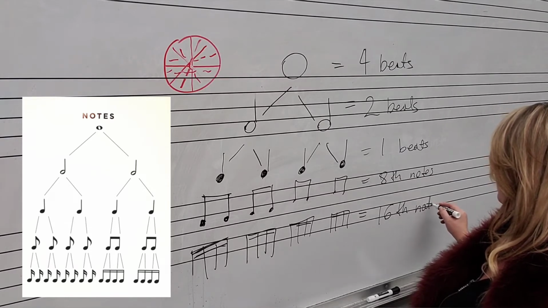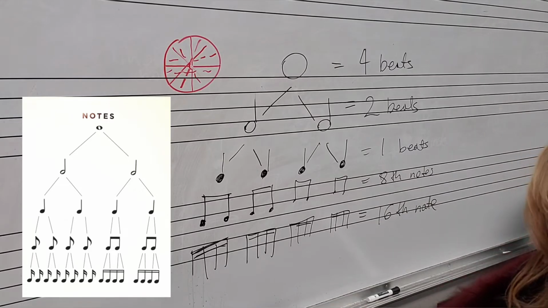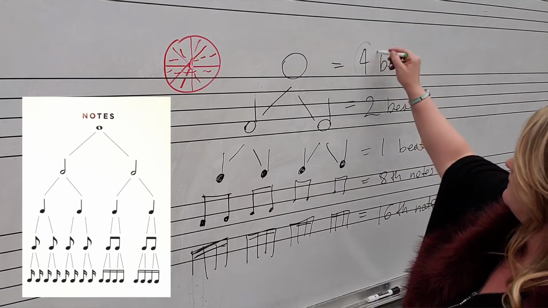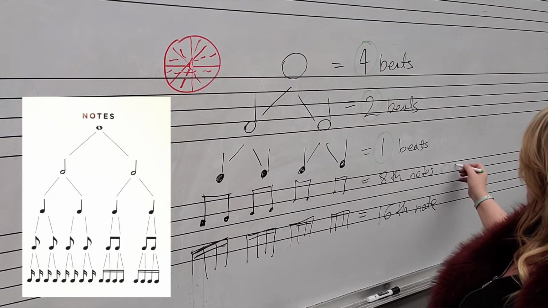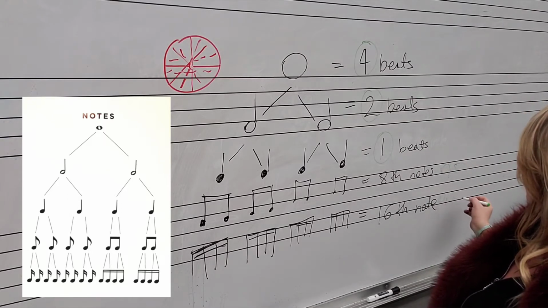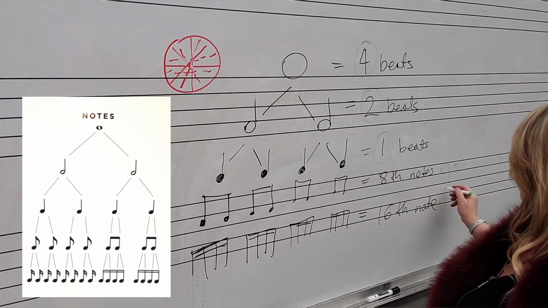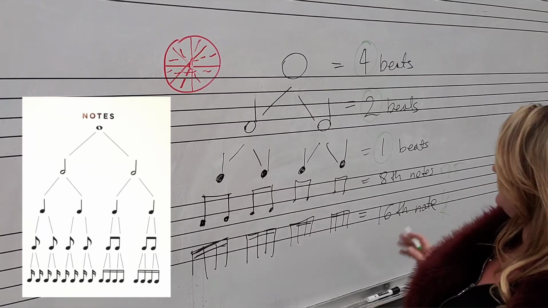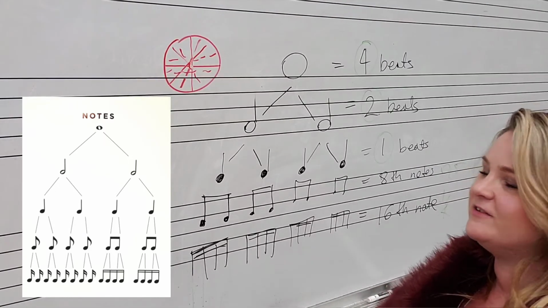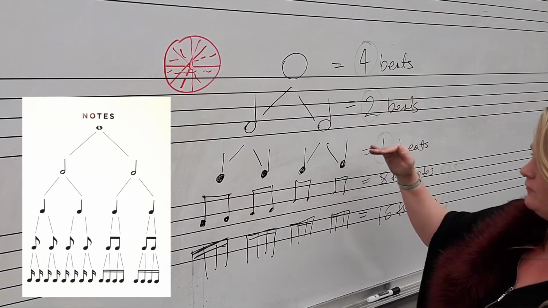So this is a 16th note, and if this is 4 beats, then this is 2, and this is 1, and this would be a half, and this is a quarter. Okay, so I'm going to write it like this. A little bit different mathematical numbers and signs for you. So we have different rhythm divisions.